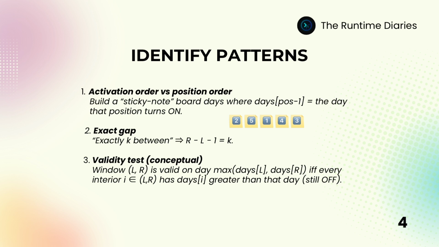And here's how you read it. House 1 lights up on day 2. House 2 lights up on day 5. House 3 lights up on day 1. House 4 lights up on day 4, and house 5 lights up on day 3. Now we have a clear left to right timeline of the street. Each index in this new array tells us when that house lights up. This is crucial because now we can start thinking spatially about which houses are on, off, or waiting to turn on.